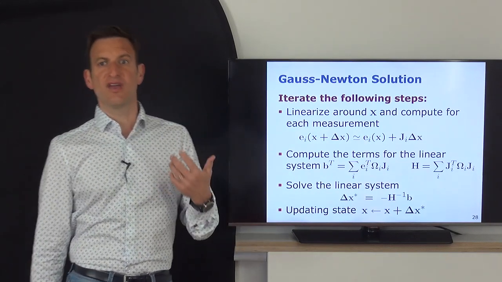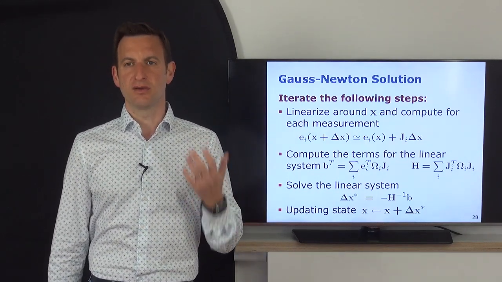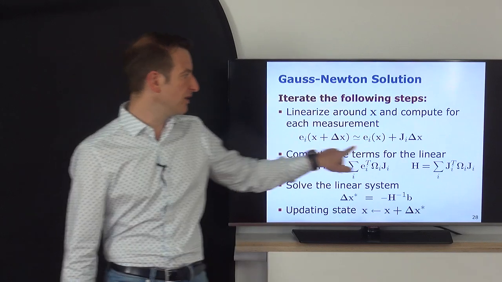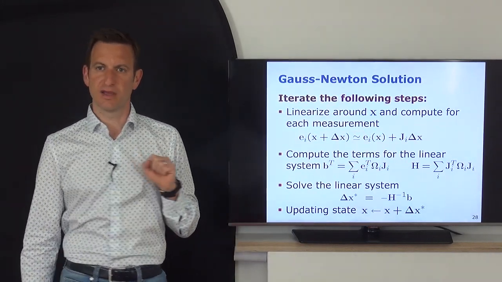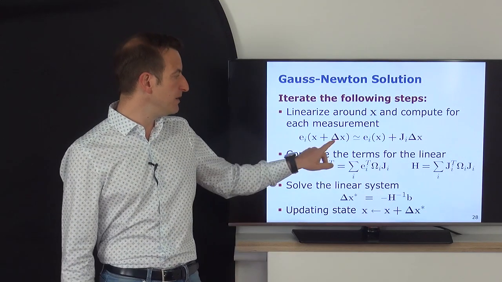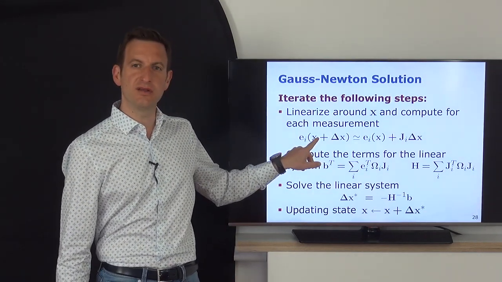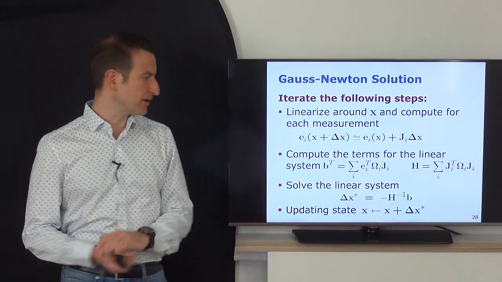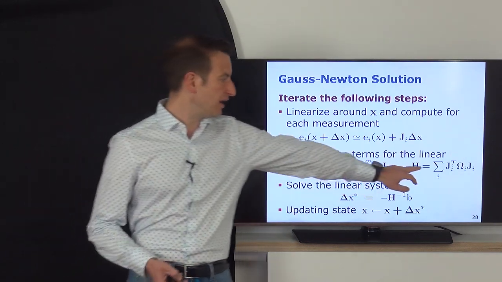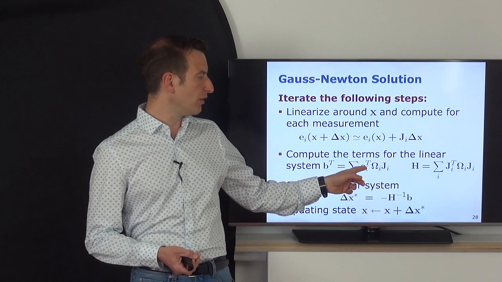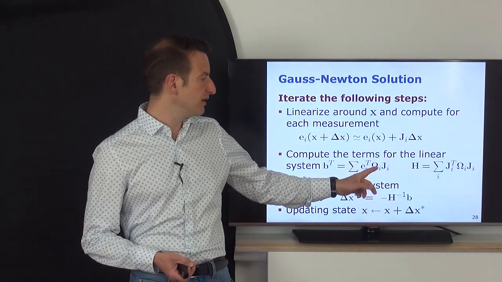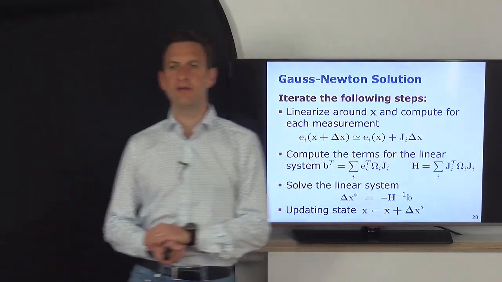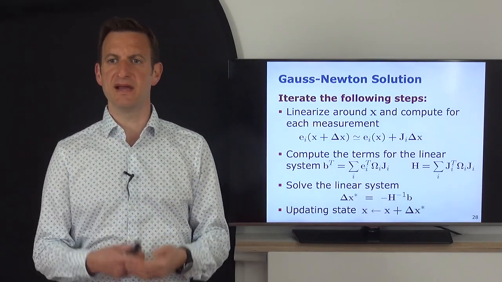So what we are doing in every step is linearizing around the current initial guess x for each measurement. So this was this first term over here. We need to linearize all our error functions, and we need to do that over and over again because we are changing the initial guess. The initial guess is always the solution of the previous iteration. So we need to do this relinearization for every iteration. Then we compute our terms b and h by summing over all error functions, multiplying the value of the error function, the information matrix and the Jacobian, or here Jacobian transposed information matrix Jacobian. So we use this to compute our b and our h.